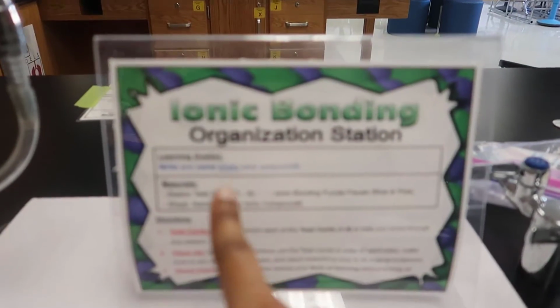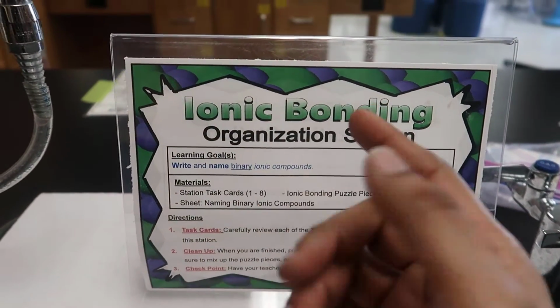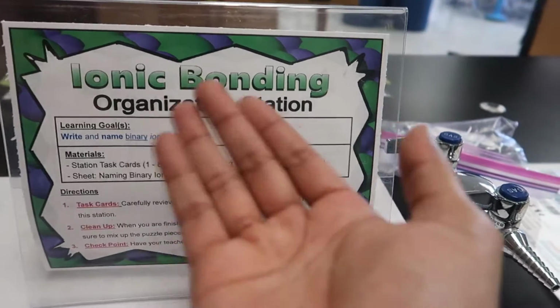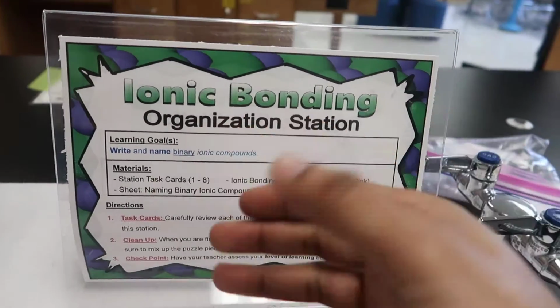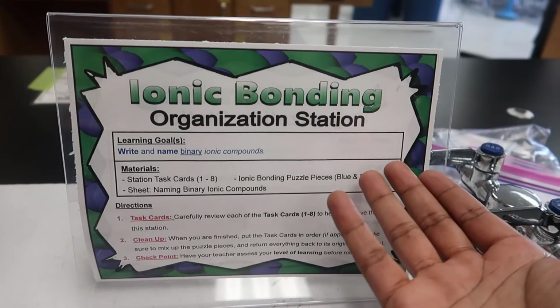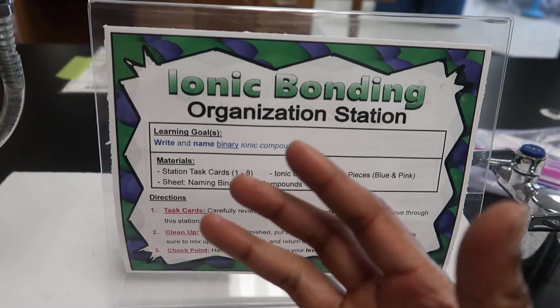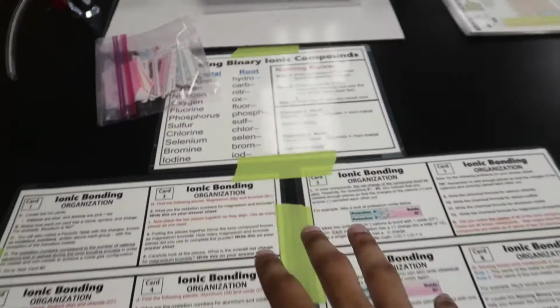So for example, in this one, they have to be able to write and name ionic compounds. So when they finish, I'm going to ask them, so describe how you name an ionic compound. Let's say, for example, you have these 2 elements, how would you name it? And so that's the overall gist to kind of keep in their mind as they're going through the station activity.